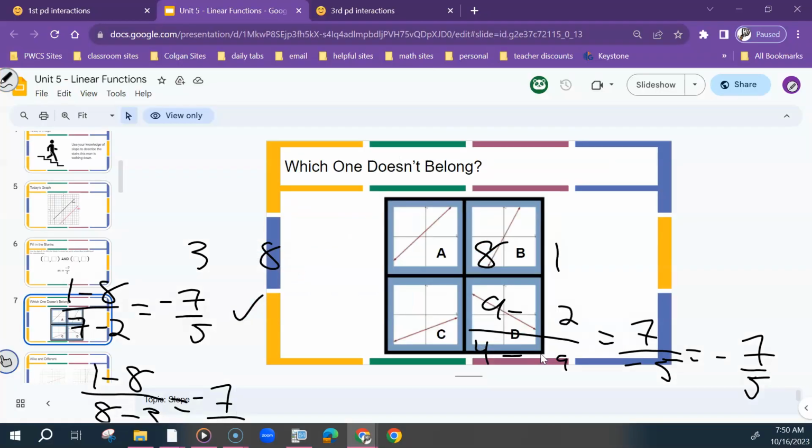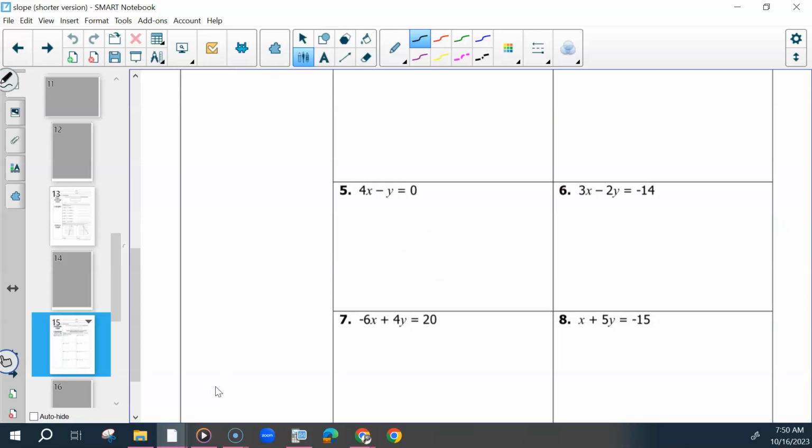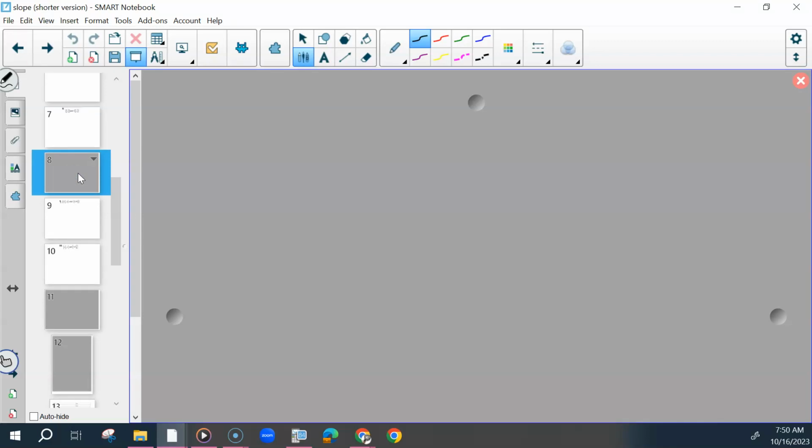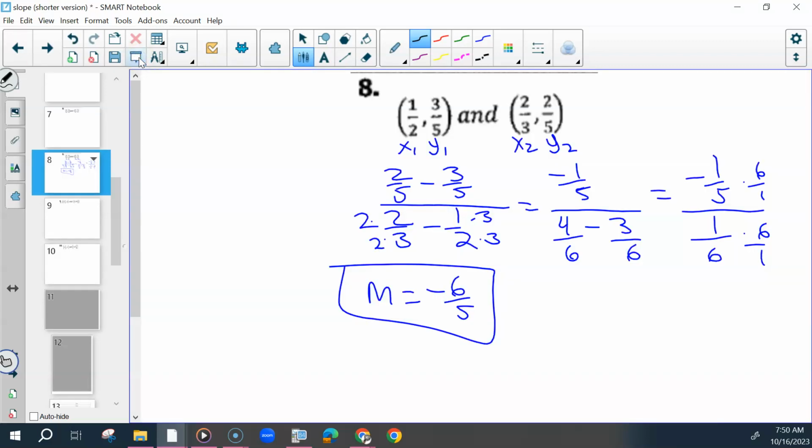I wanted to go back to the fraction problems because we kind of rushed that at the end. That way if we get any questions answered. So this was number 8. Most of us got -6 fifths. Did we have any questions about 8? It's from last week. So these are the 2 problems we did before class ended.